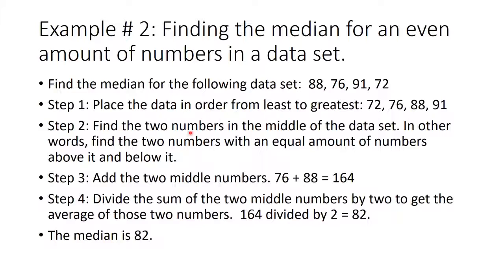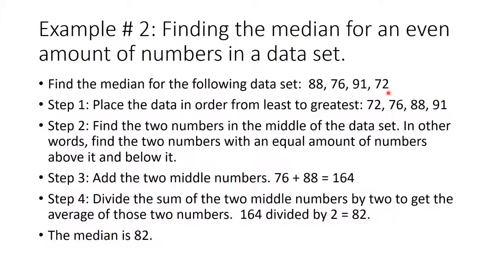The first step is we need to place the data in order from least to greatest. As you see, I've done that right here. Step 2, we need to find the 2 numbers in the middle of the data set. In other words, what 2 numbers have an equal amount of numbers above and below them. For example, 76 and 88 would be the two numbers in the middle, because there's one above those two numbers and there's one below those two numbers.